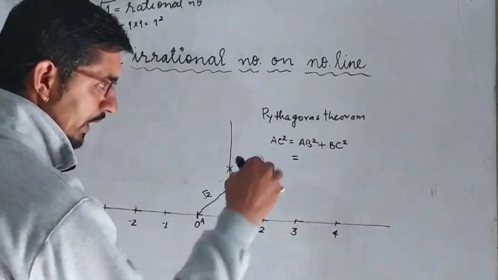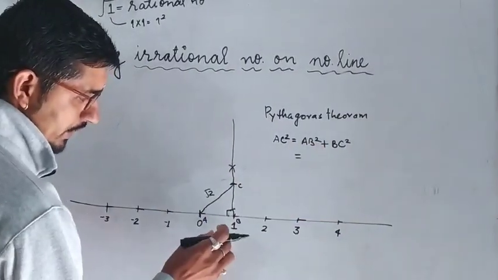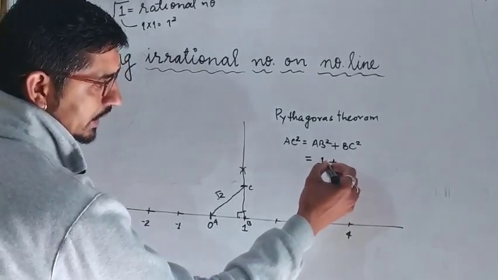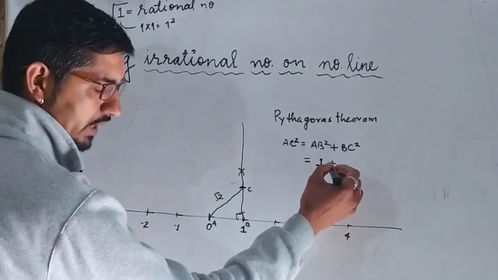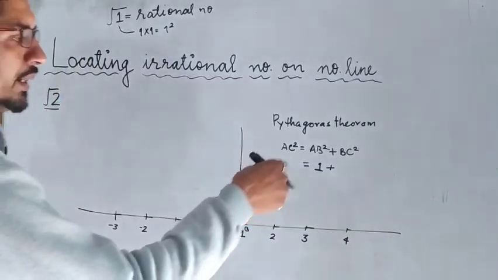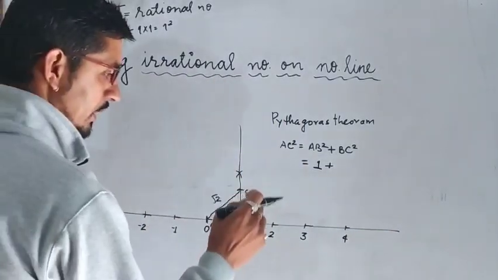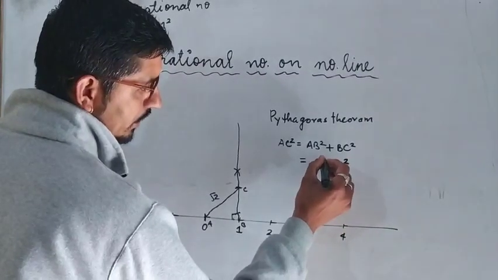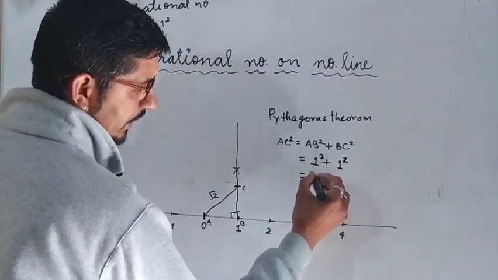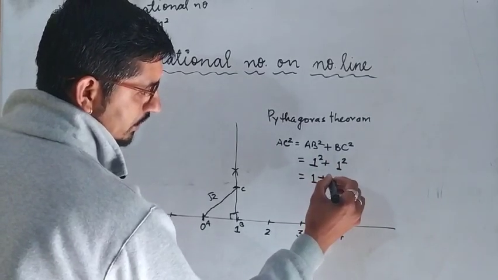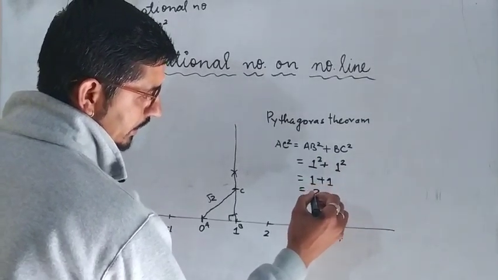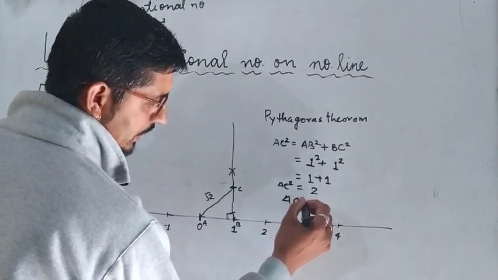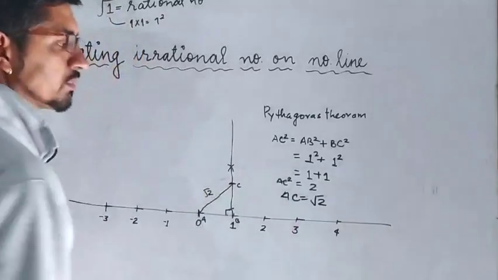So now put the value AB square. We have taken it 1 unit, whether it is centimeter, meter, inches, whatever it is, we have taken it 1 unit. Now BC, ये भी 1 है, ये भी 1 है, 1 का square and square of 1. 1 square equals to 1 and 1 square equals to 1. So it will be 2. AC square equals to root 2. So AC we will get root 2.